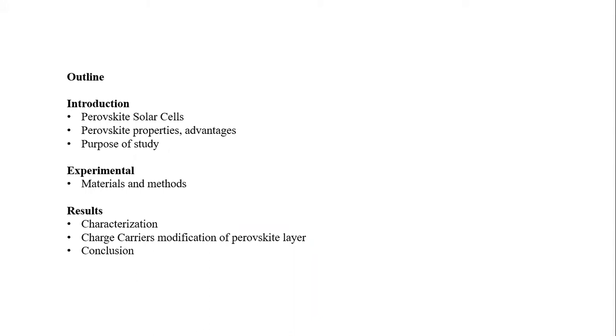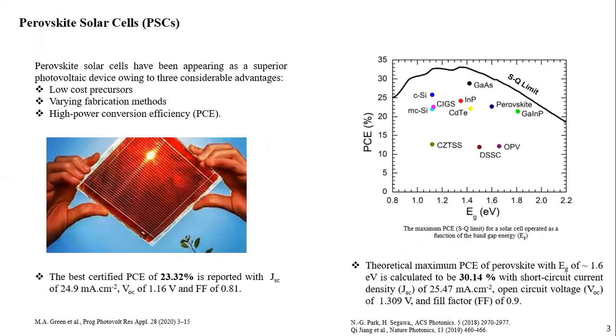I start my presentation with an introduction of perovskite solar cells, including their properties and advantages, and the goal of our study. In the experimental part, I'll talk about materials and methods to fabricate our perovskite solar cells. I'll continue with characterization and charge carrier modification, and at the end, I'll go through the summary and conclusion.